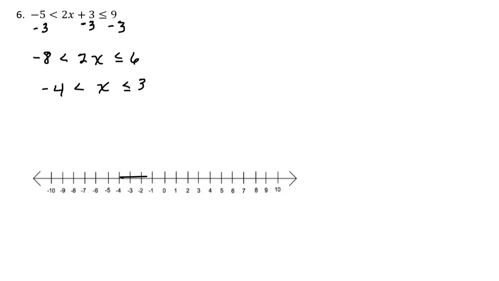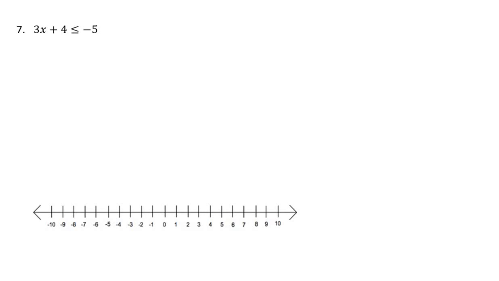So it's this part of the graph right here. And on the left side, I'm going to have a parentheses at -4. And on the right side, I'm going to have a bracket at +3. And my interval notation is going to have those same symbols, parentheses with -4 and a bracket with +3.